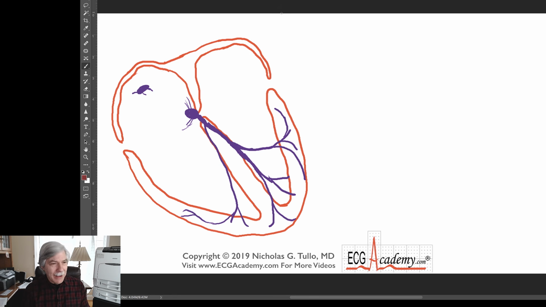All right then, so you've got your atria and your ventricles here. You can see this, can't you? All right, so you've got the sinus node on the top.